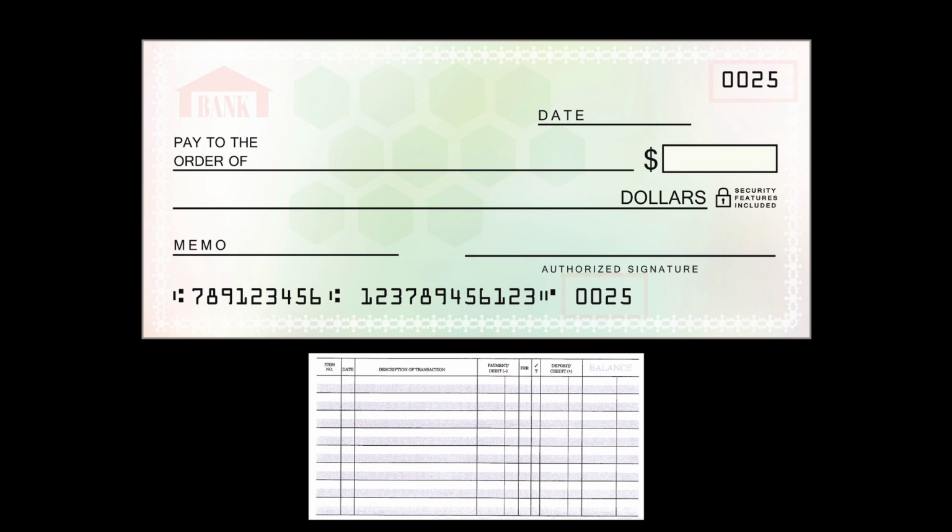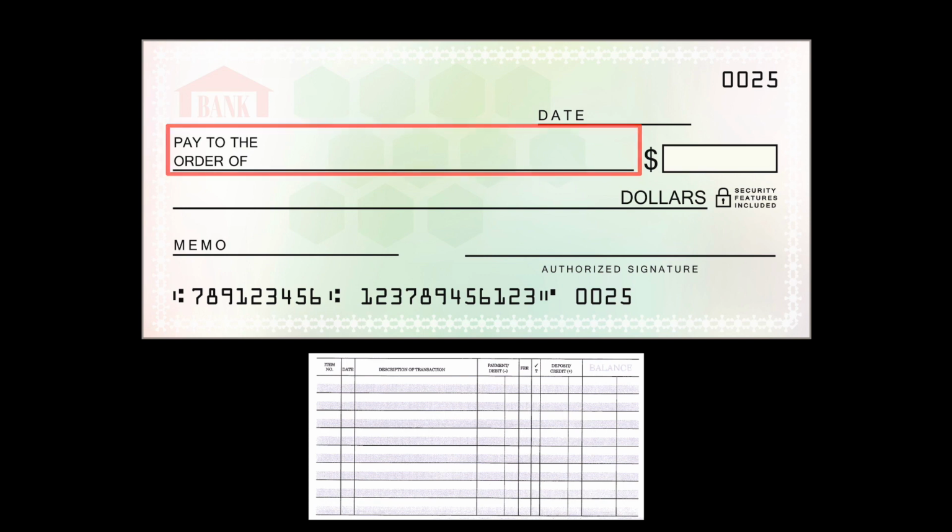Each check has a place to enter the date the check was written. You should also enter the date in your bank account register. Each check has a line to enter the name of the person or company to which the check is being written. This line often begins with "Pay to the order of." You should also enter the name of the payee in your bank account register.